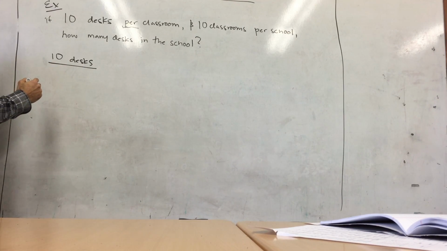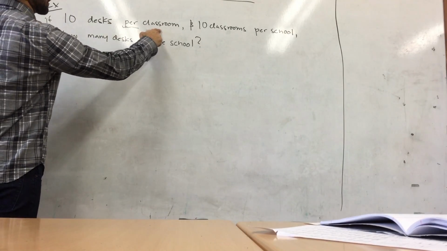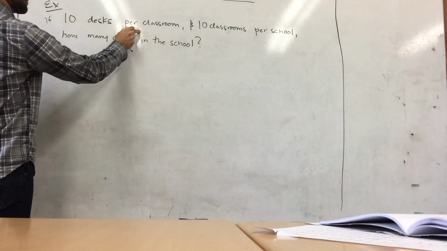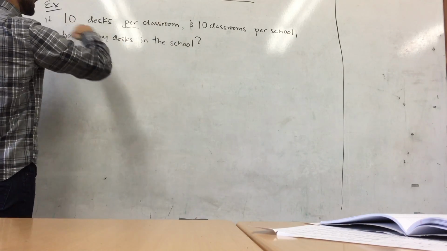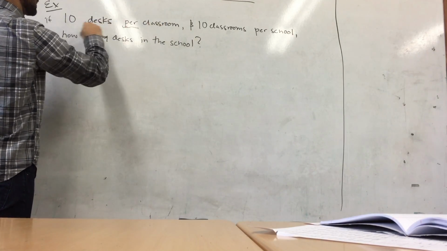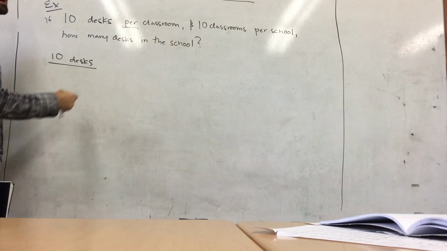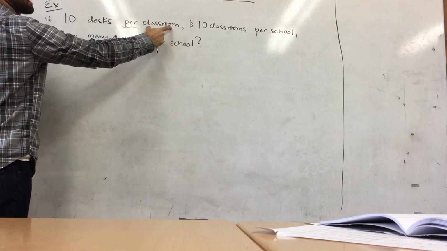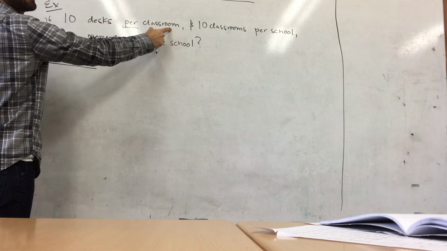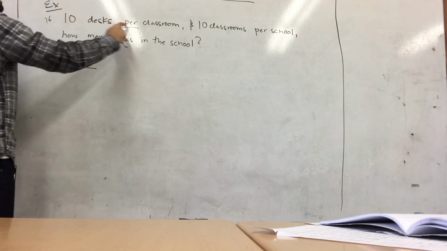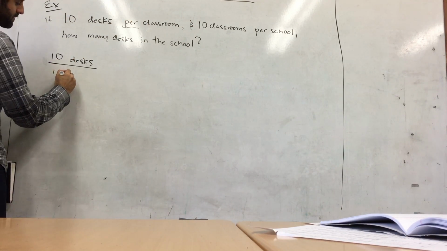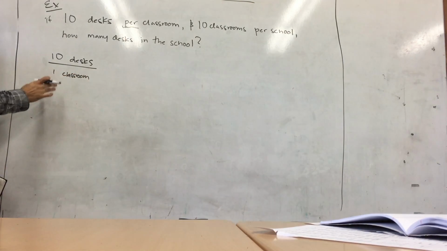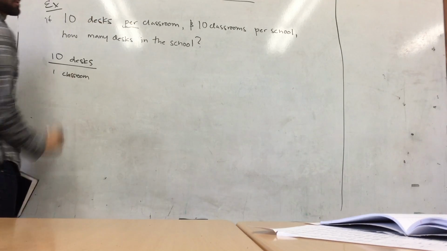10 classrooms. 10 desks per classroom. How many classrooms? Just this part right here. 10 desks per classroom. How many is that? Does it say 10 classrooms right here? No. It's 1. How many? Classrooms. 10 desks per 1 classroom. Are you okay with that? Sure. Why can't you just write classroom? 10 desks per classroom.